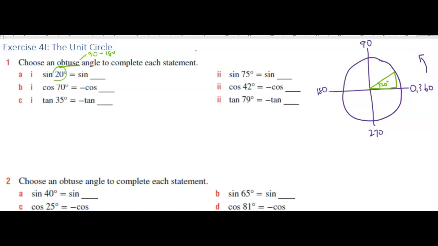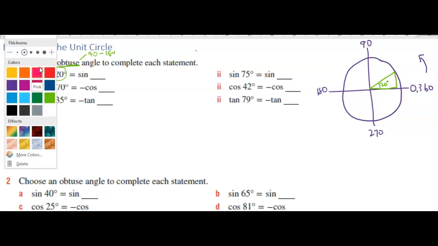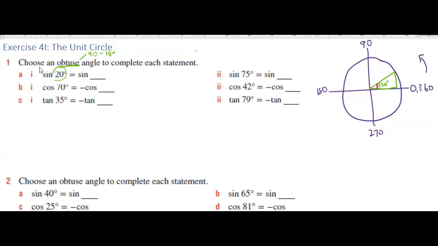So if we've gone from, let me just change colors, if we've gone from the horizontal here, that's just 20. But we want an obtuse angle. So we've got to think, well, we need an angle between 90 and 180. Okay, that's what obtuse means. And we can just draw the same triangle but on the other side.